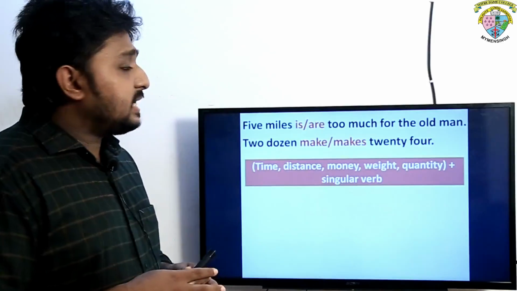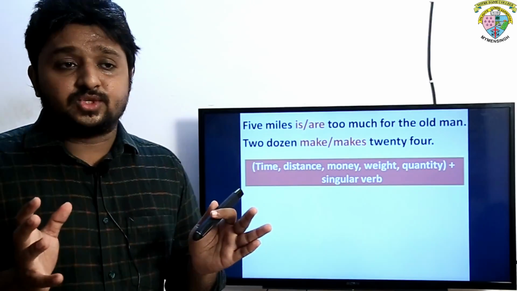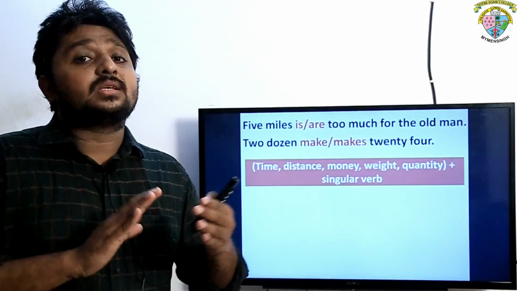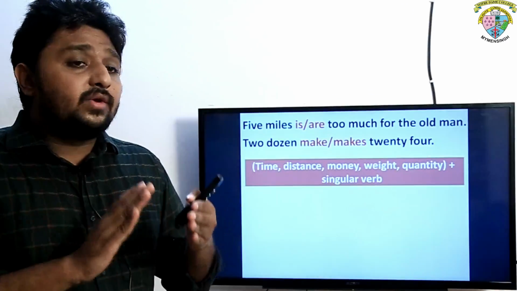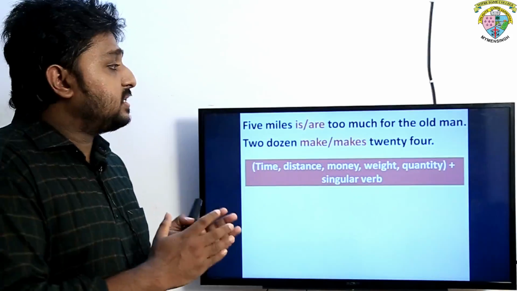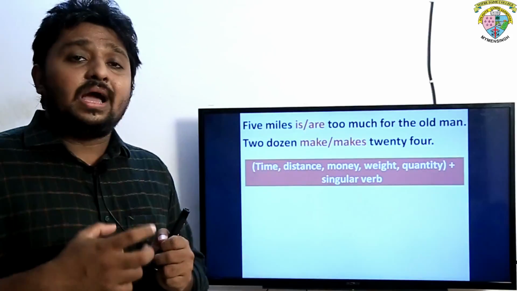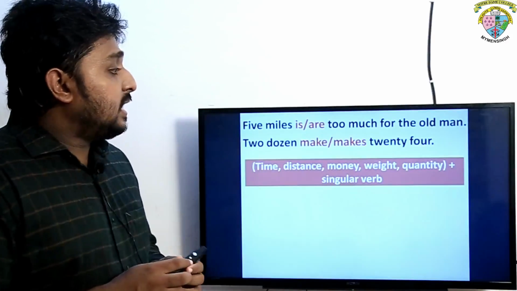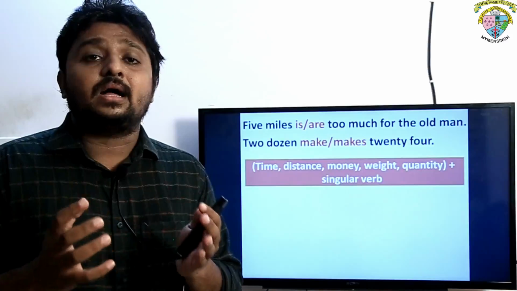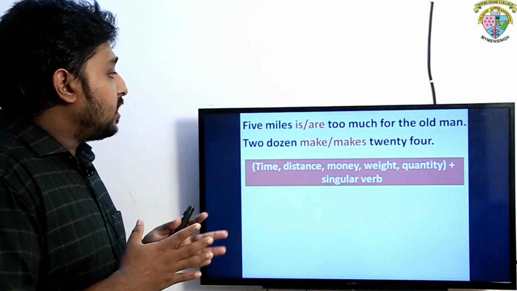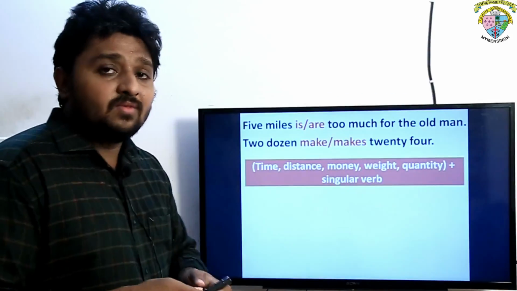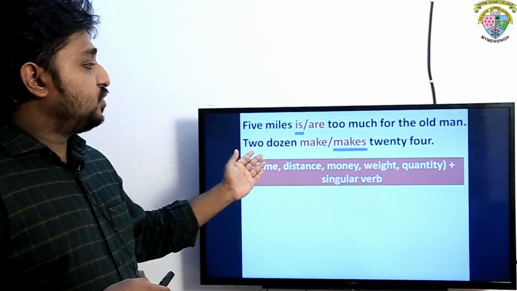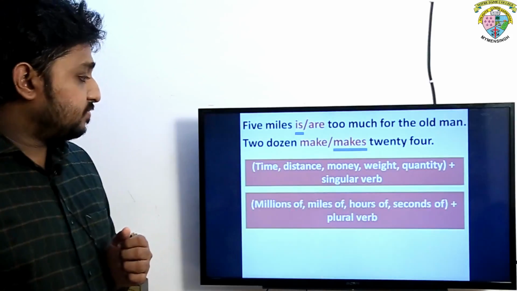Look, 5 miles is a unit of distance, and we all know that distance is an uncountable noun. You cannot count distance. So when a unit of an uncountable noun is placed in a sentence as subject, you have to use a singular verb. Very similarly, 2 dozen is a unit of quantity, an uncountable noun, and that's why we have to use a singular verb. The answer should be 5 miles is and 2 dozen makes 24.